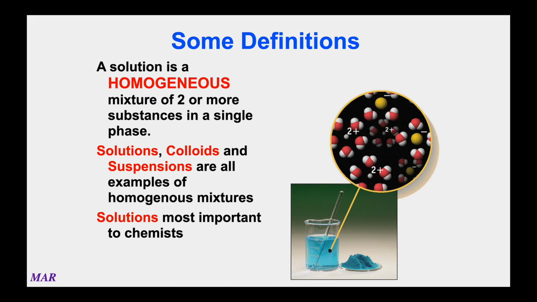You don't see little pieces of solid running through the liquid. There are three types of homogeneous mixtures which are really important to chemists. Those three types are called solutions, colloids, and suspensions. Solutions are by far the most important. We're going to talk about all three, but we're going to focus mainly on the solution because solutions are very, very common and they can do a lot of neat things in chemistry.